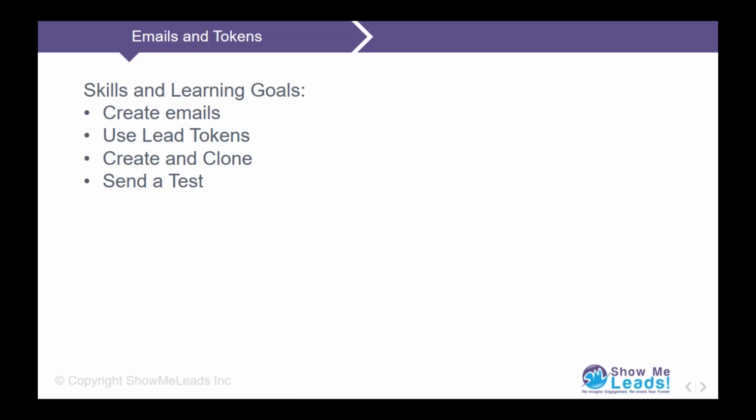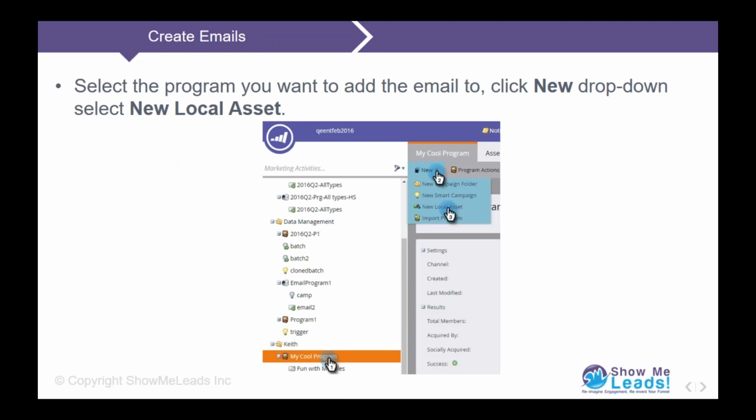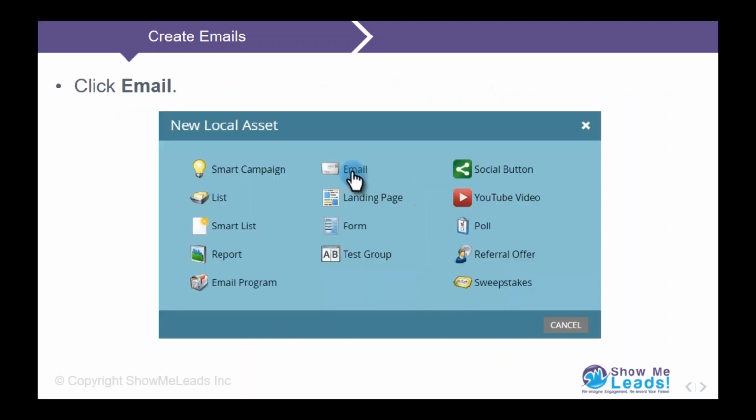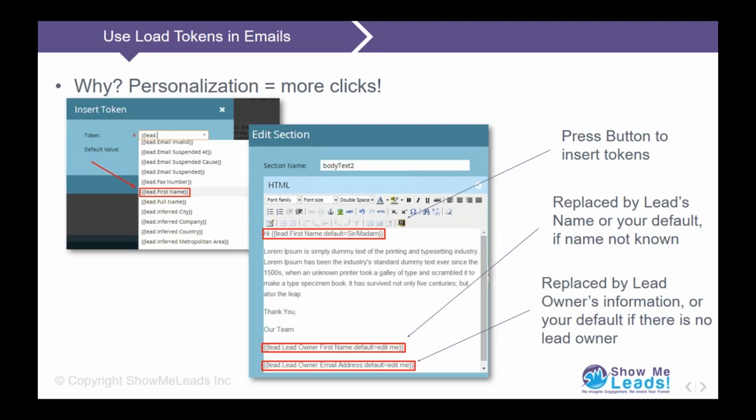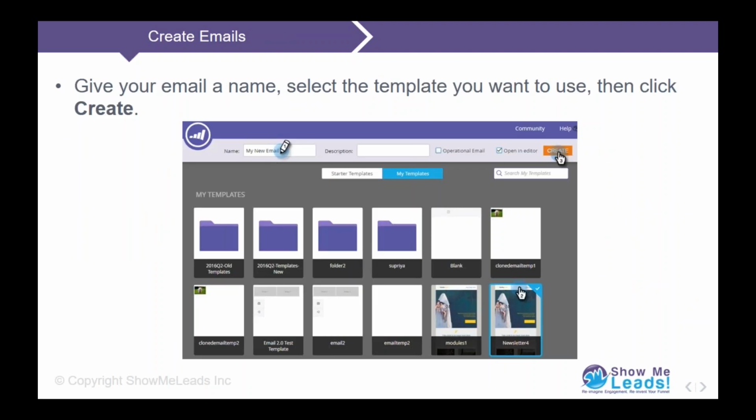Next up, we have tokens and emails in general, right? So this is just kind of the basics. How do I create an email? Just in case somebody has not done this, you're going to go to your program, select New Local Asset, and select Email. You're going to pick a template and pick a name, and that's it, right? You're going to have your email created and it's ready to go.